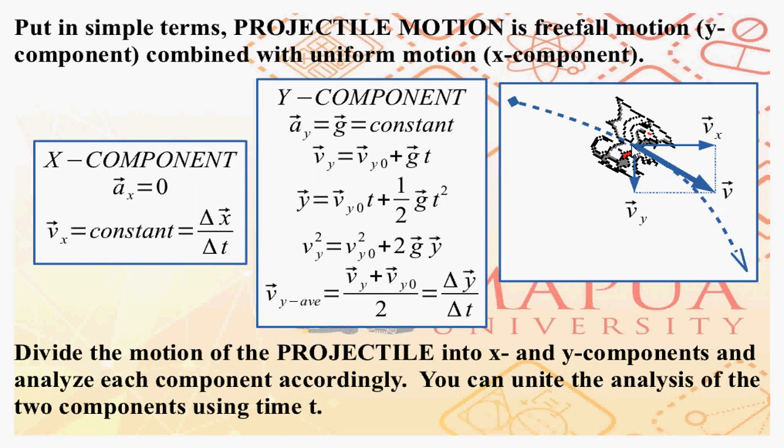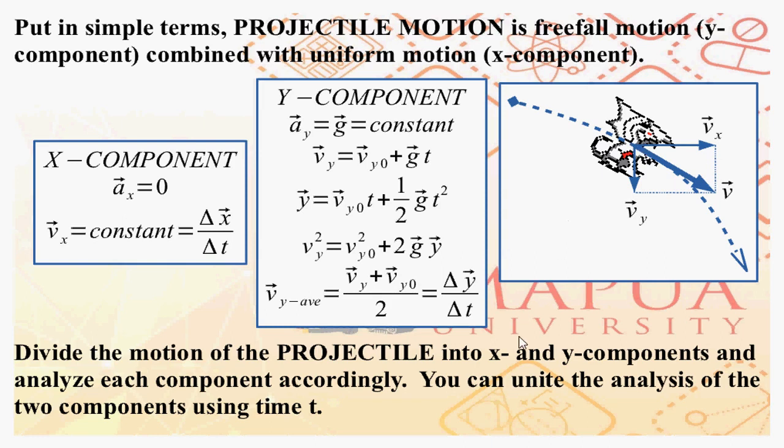You can divide the velocity of the object into its x and y component. The same goes for the acceleration of the object. You can divide the acceleration of the object into its x and y component. And finally, you can do the same for the object's displacement. We can divide the object's displacement into x and y component.